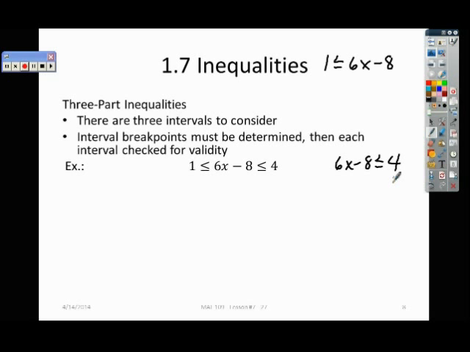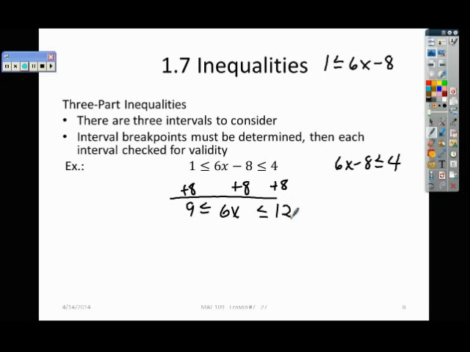If I want to solve this, I want to get the 6x by itself, which means I need to deal with the minus 8. How do I get rid of a minus 8? Opposite sign, you add 8. So if I'm going to add 8 in here to get rid of the 8 there, that means I need to add 8 there, and I need to add 8 there. So it's just like working on two sides, except you're doing it in three pieces. So 8 and 1 are 9. 6x in there, the 8's cancel, and 12 here.